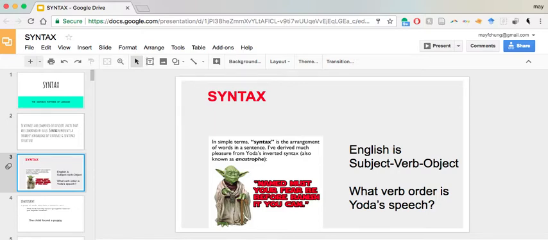So here's an example from Yoda, and he says, "Name must be your fear before banish it you can." So we know that Yoda's speech always follows this format: an object, a subject, and then a verb. The object would be "name must be your fear," and then "you" would be the subject, and "can" would be the verb. All of Yoda's sentences would be this way. If I gave you a sentence and asked you to turn it into Yoda speak, you would know exactly what to do.